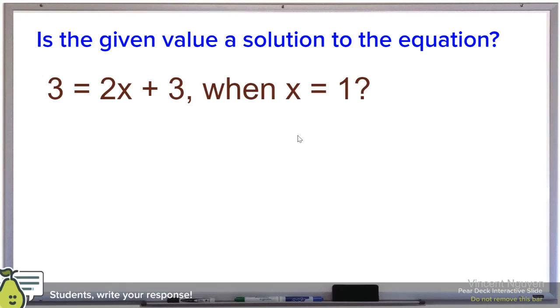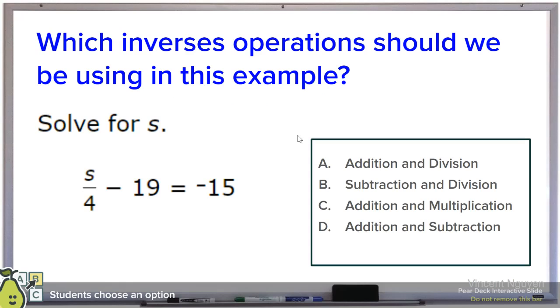And it doesn't work in this case. All right, this is for you also. Think about inverse operations that we just did earlier. For this equation, which would you choose?